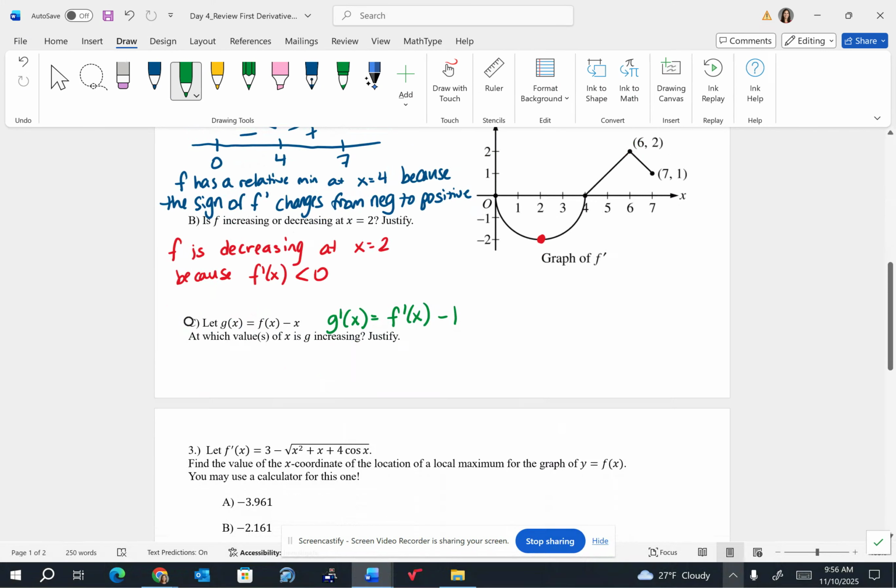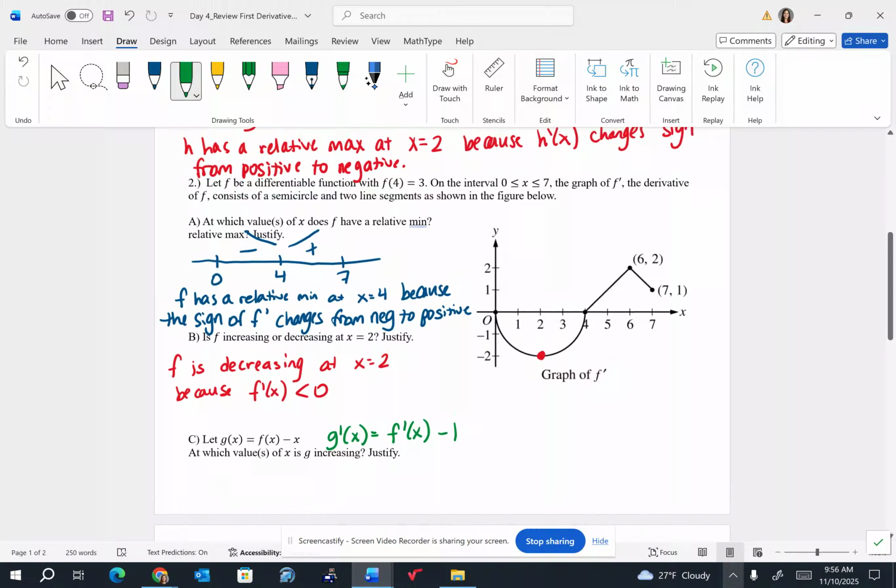So picture this whole graph that we were just looking at. The derivative of f of x graph is just going to be shifted down 1. So now all of a sudden 4 isn't going to be a 0 anymore. It's going to be down at -1. But this point here at 5 is actually going to be a 0 now if you shift the graph down 1 unit. And so is this one. So let's make another sign chart. Let me move that down a little bit.